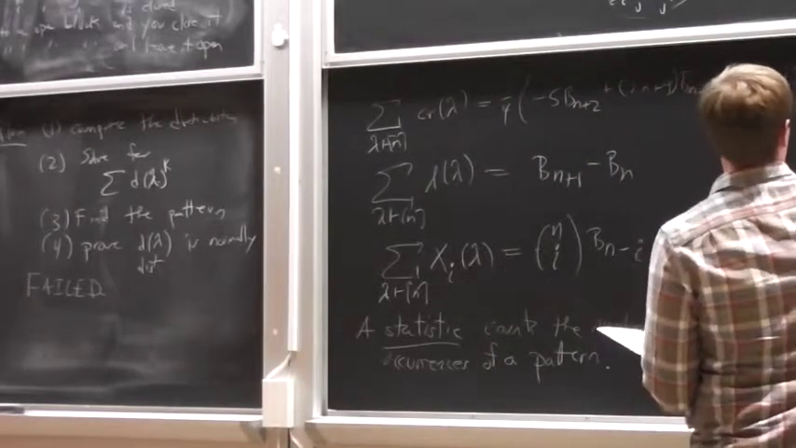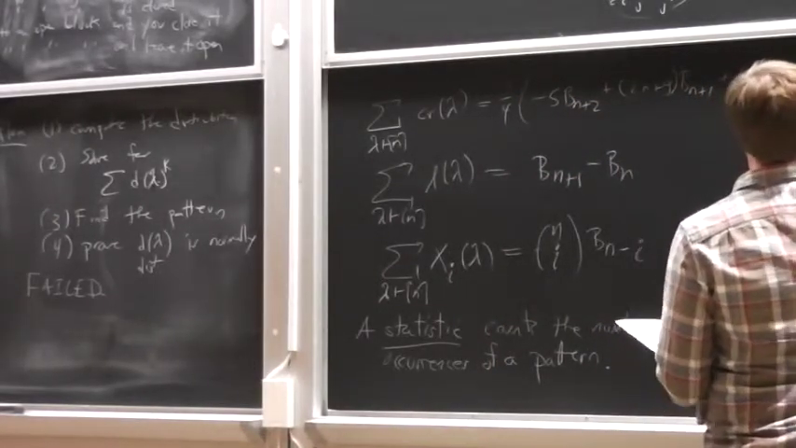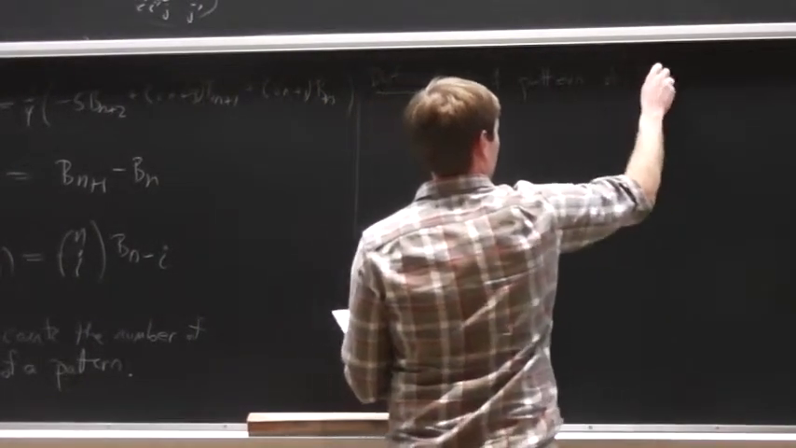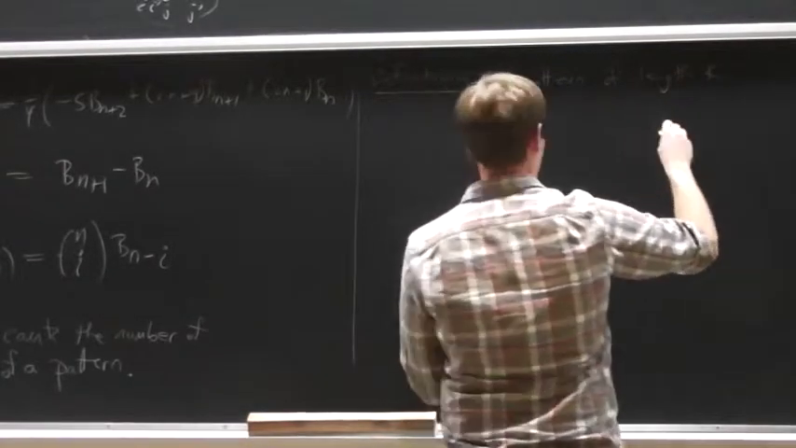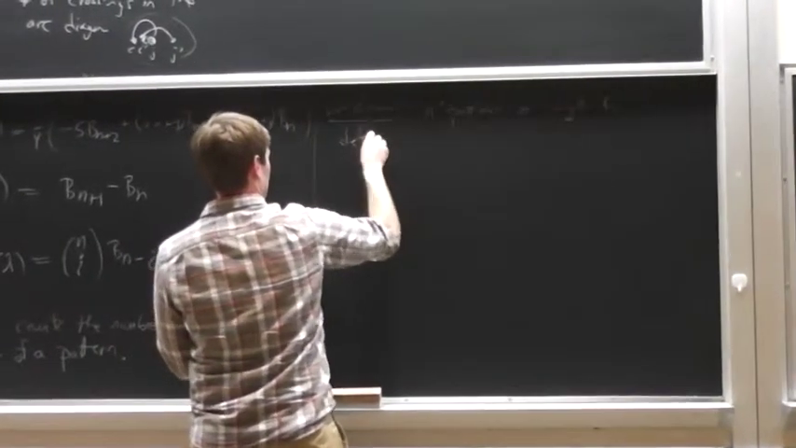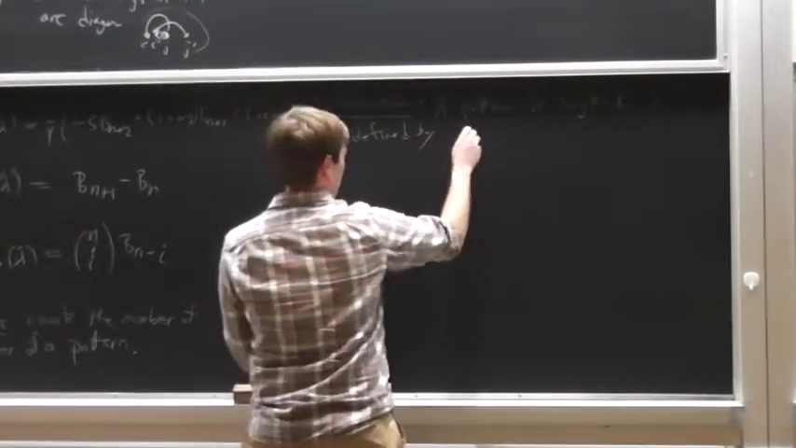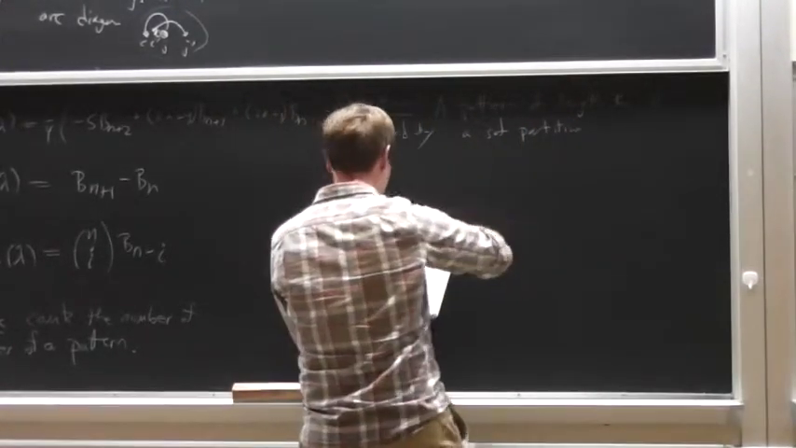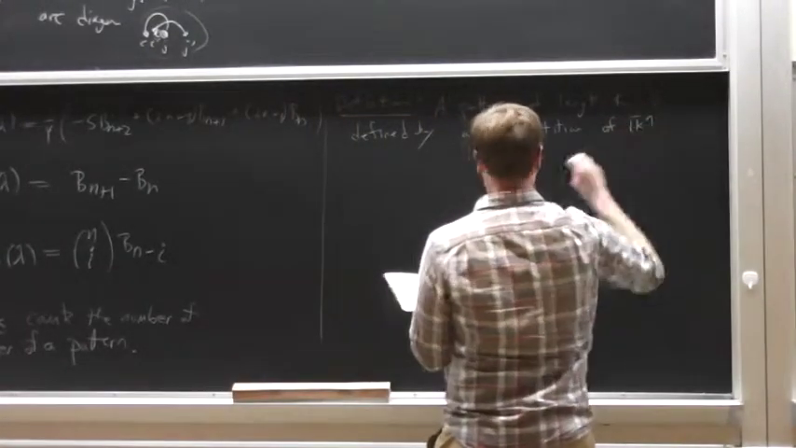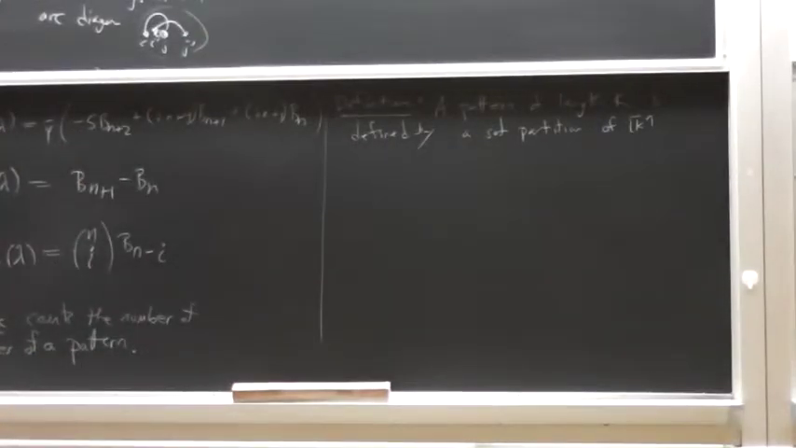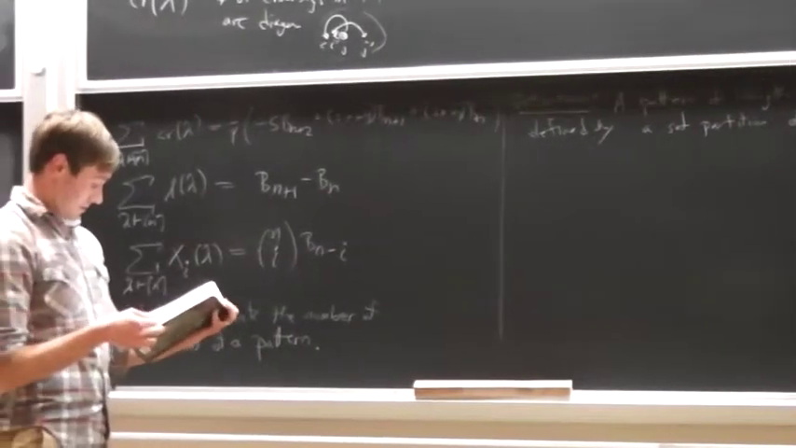Okay, so here's the definition. So a pattern of length k is defined by a set partition of k. I'm trying to debate actually, because I worry I won't have much time to tell you about Stam's algorithm, so maybe I can abbreviate this part, because it's just kind of technical.